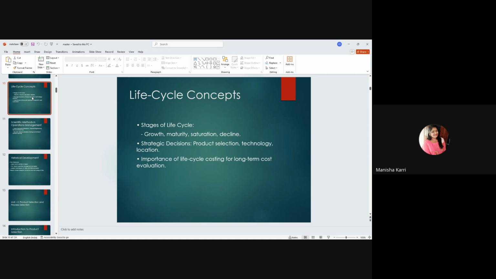So here are some strategies we can also use in the decline, in our life cycle decisions. Product selection means choosing which products to make more or improve. Technology means investing in new tools or new methods to make the product better or cheaper. And location means deciding the better location where to produce or sell the products for the best results. These are some of the strategic decisions during the life cycle period.